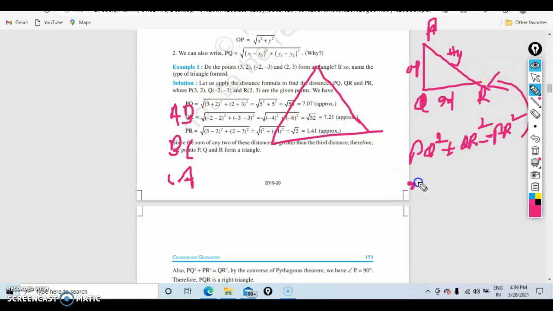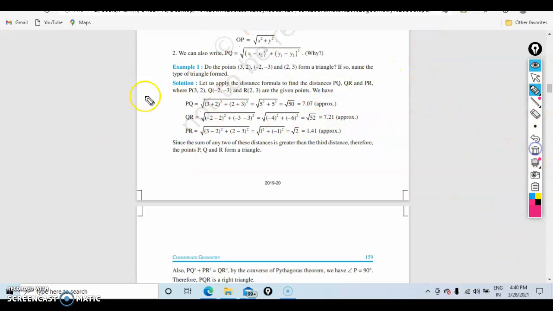Or else, another type is where any two sides are equal. Suppose PQ is equal to QR, then it becomes an isosceles triangle. So there are many varieties of triangles. Now we are discussing the right angle triangle, and we will see whether it forms a right angle triangle.